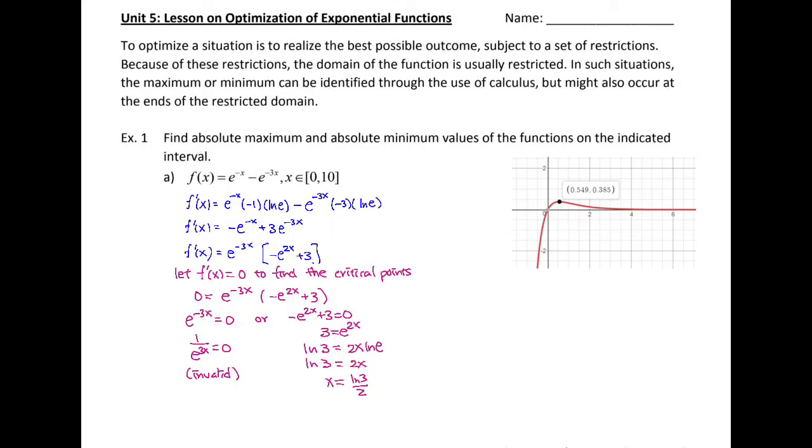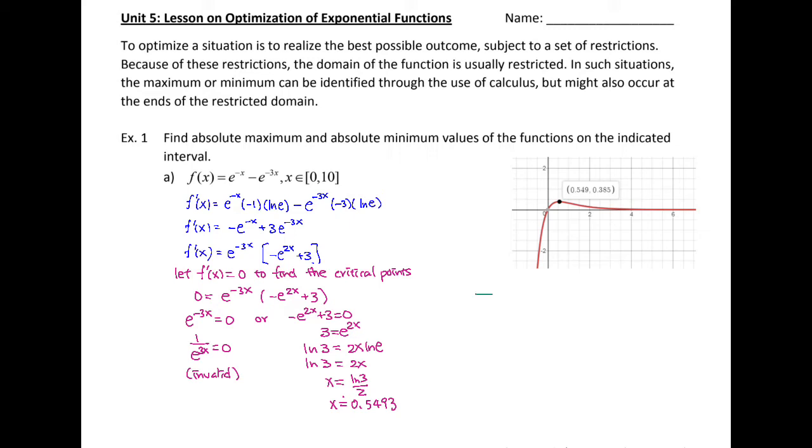Since we need to make sure our critical point is within the domain 0 and 10, we have to use a calculator to find the approximated value. So you have to do ln 3 divided by 2. You will see x is approximately 0.5493. That means it is within the domain 0 and 10.